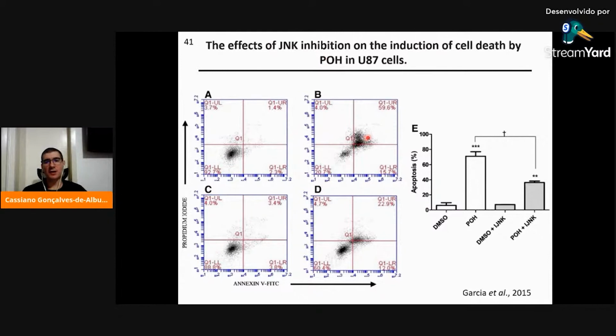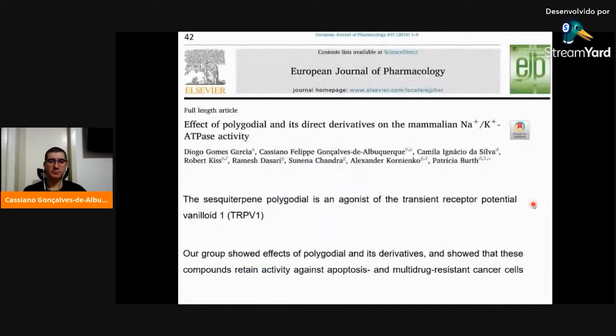POH also induced apoptosis in those cells in a fashion dependent on JNK, because the use of a JNK inhibitor partially blocks the activation of JNK by POH. Another compound with a structure non-related to cardiac glycosides is polygodial, which is an agonist of TRPV1. Our group showed effects of polygodial derivatives and showed that these compounds retain activity against apoptosis in multi-drug resistant cancer cells.